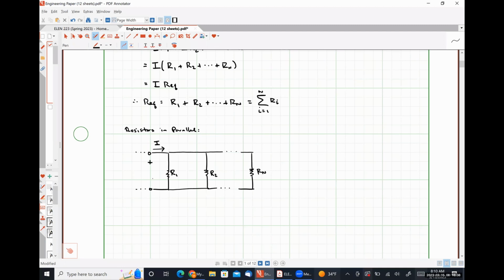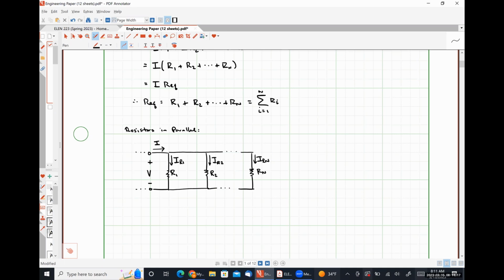Because all of the elements are connected in parallel, they will all have the same voltage V across them. And I am going to express individual resistor currents now with the direction chosen such that the current is flowing into the positive polarity terminal so that all of my resistors are absorbing power and all of my quantities should be positive. So we could call this IR1, IR2, and IRN, like so.